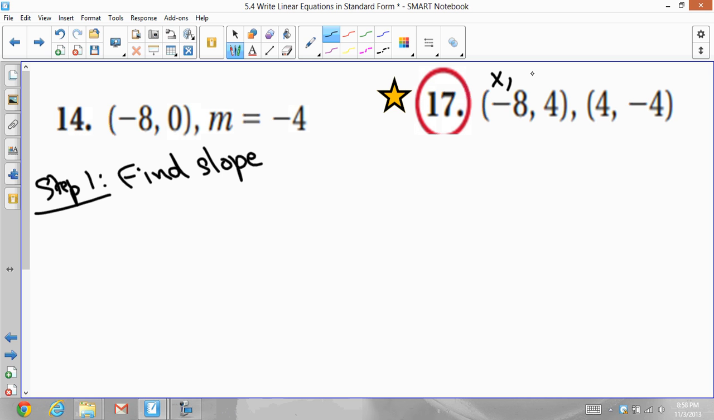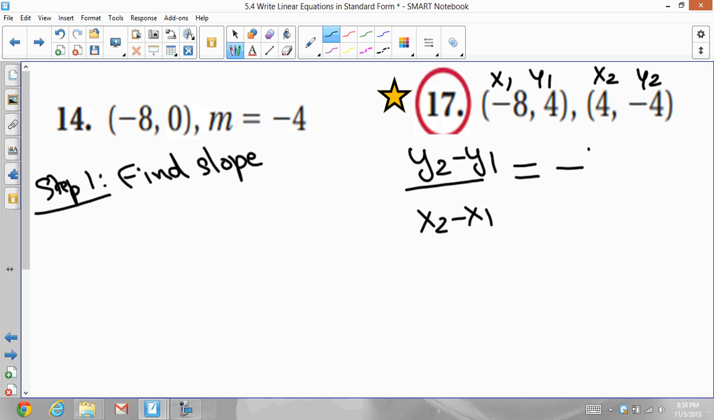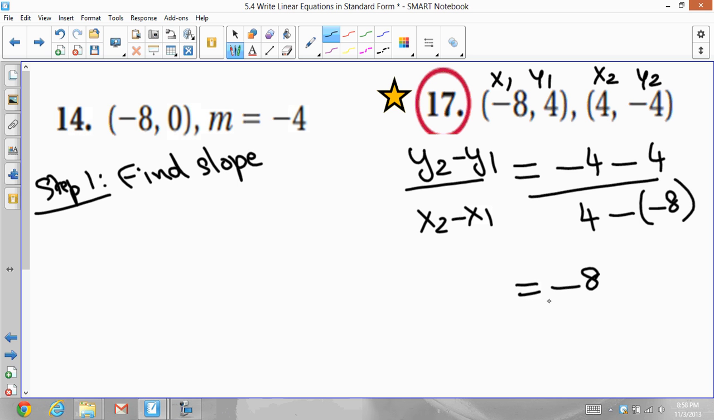So x1, y1, x2, y2, and the slope formula is y2 minus y1 divided by x2 minus x1. Replace y2 by negative 4 minus y1 divided by x2, which is 4, minus, the formula has a minus sign, and now x1 is also negative, so I'm going to stick that inside a parenthesis. Negative 4 combines with negative 4 to give you a negative 8 on the top, and on the bottom, the two negatives change to a positive.